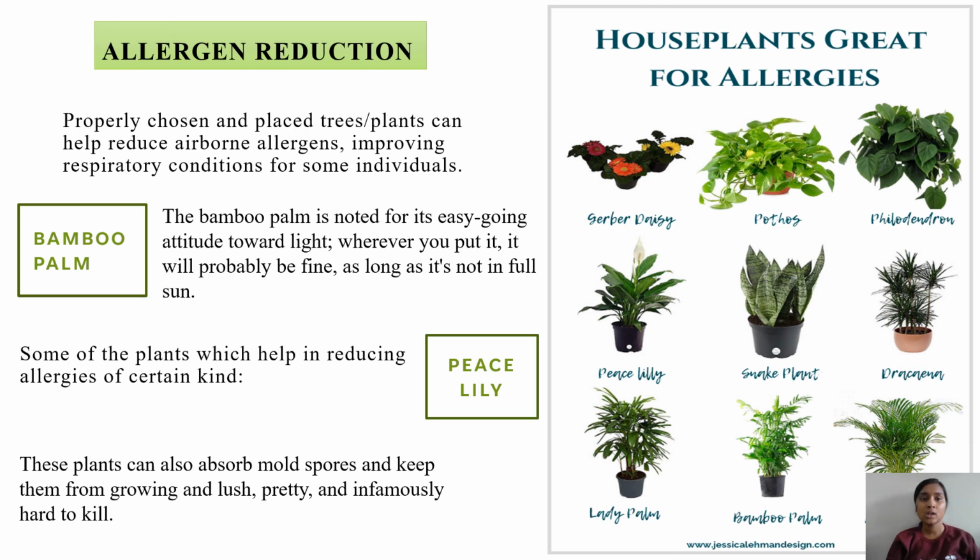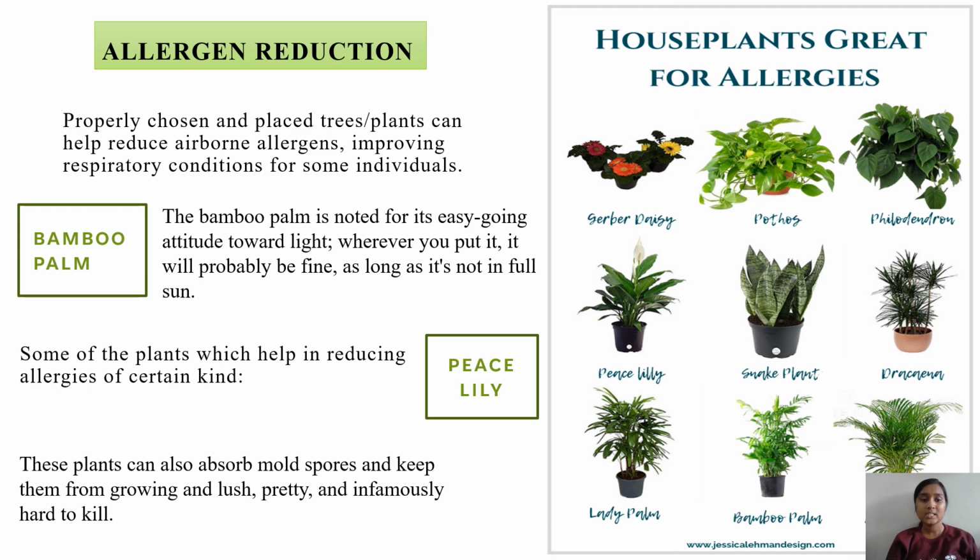Allergen reduction. Properly chosen and placed trees or plants can help reduce airborne allergies, improving respiratory conditions for some individuals. Bamboo palm: the bamboo palm is noted for its easygoing attitude toward light. Wherever you put it, it will probably be fine as long as it's not in full sun. Some of the plants which help in reducing allergies of certain kinds.